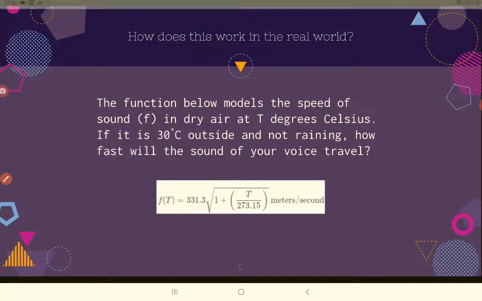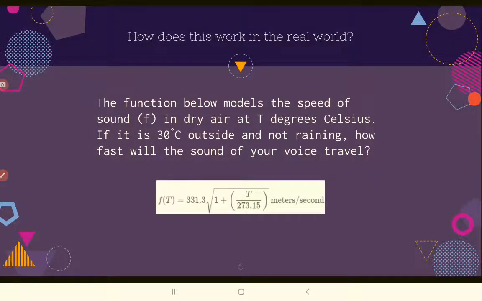All right, very last example, just so you've seen this. How does this work in the real world? So below we have a square root function, and we know that because there's a square root in the equation. It says the function below models the speed of sound, and we use the letter F to stand for that, in dry air at T degrees Celsius. If it is 30 degrees Celsius outside and not raining, how fast will the sound of your voice travel?